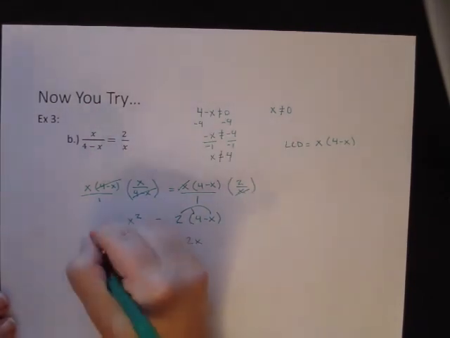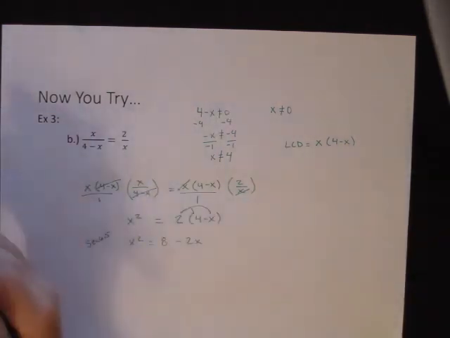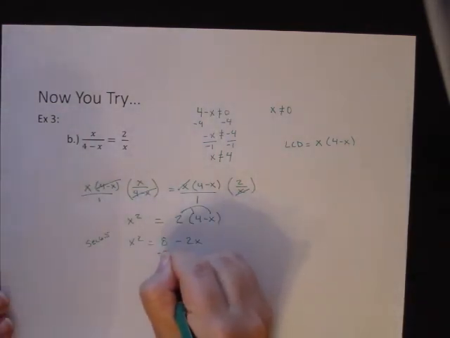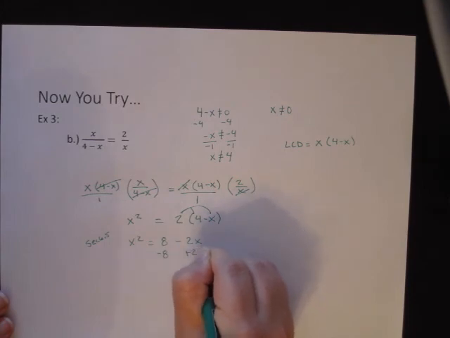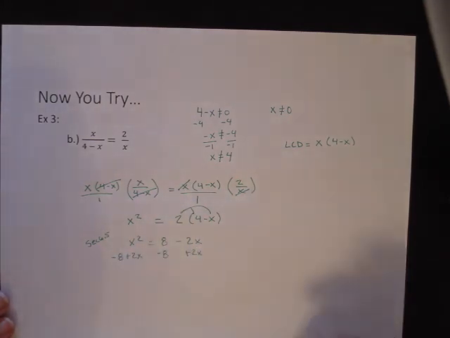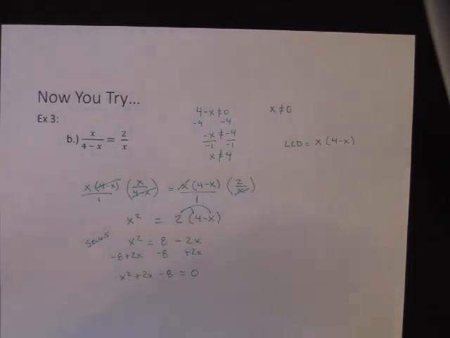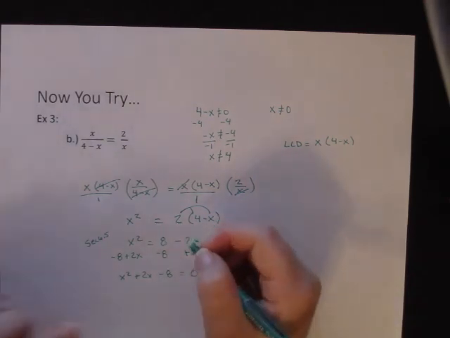Because I have a quadratic, this is going to bring me back to section 6.5. I got to move everything over to set it equal to 0, so I'm going to subtract 8, and I'm going to add 2x on both sides. So I've got x squared plus 2x minus 8 equals 0. I'm putting it in the x squared plus bx plus c form.